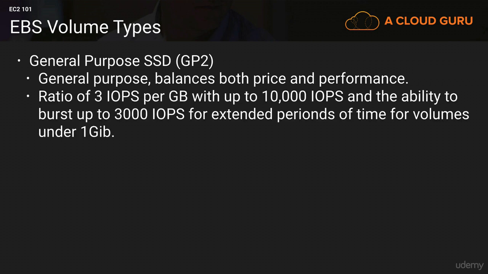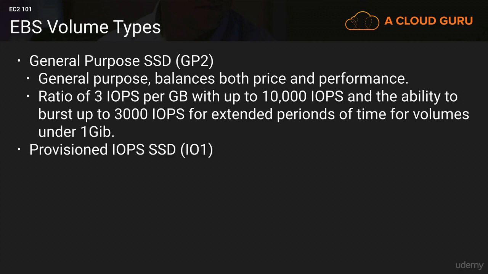You get 3 IOPS per gig. So if you provision a disk that only has 1 gig, you're going to get 3 IOPS. If you provision a disk that's going to have 100 gigs, you're going to get 300 IOPS, etc. And you can go up to 10,000 IOPS, and you have the ability to burst up to 3,000 IOPS for extended periods of time for volumes under 1 gig. So these are really great disks, and this is general purpose. These are the ones that you use the most often.